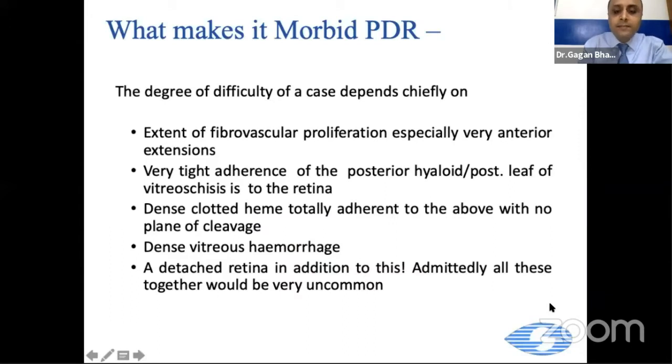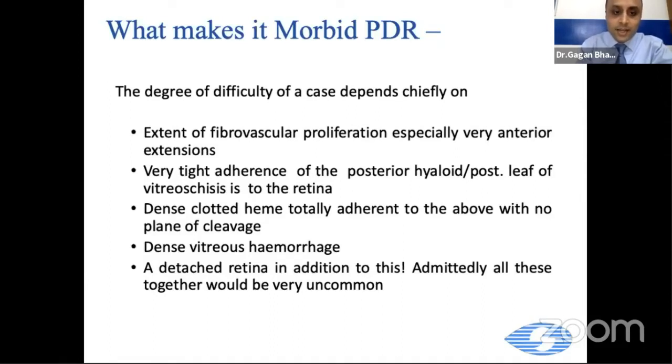So what makes the surgeries, what makes PDR more morbid? It is definitely the extensive fibrovascular proliferation. I think very tight, adherent posterior hyaloid. Personally, I feel sometimes you'll look at a case and it looks very simple, but then there's this very, very adherent hyaloid, especially in a retina which is attached, and the prognosis is good. I think adherent hyaloid is extremely tough.